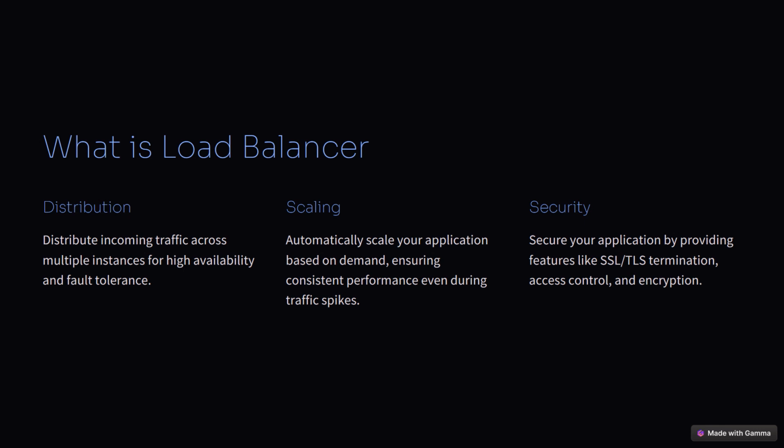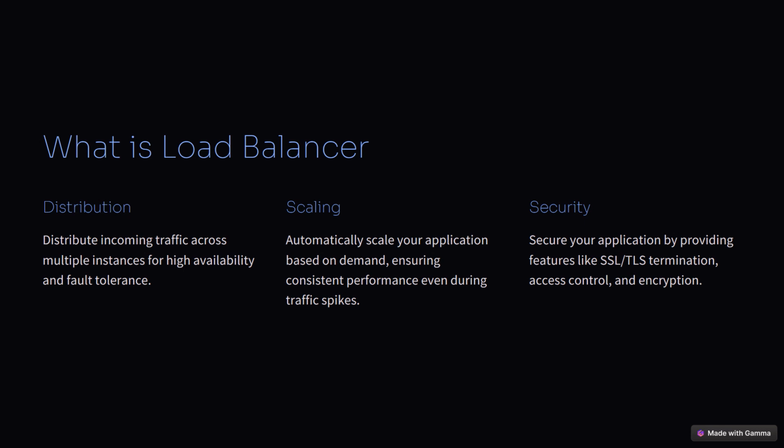Why is it required? If I have an application and I'm going to allow traffic to my application, whatever traffic comes to the load balancer, it is going to distribute among the backend servers. And when scaling is required, suppose the traffic to my application has suddenly increased or decreased, based on the requirement, the load balancer is going to increase or decrease the count of the backend servers based on the traffic.